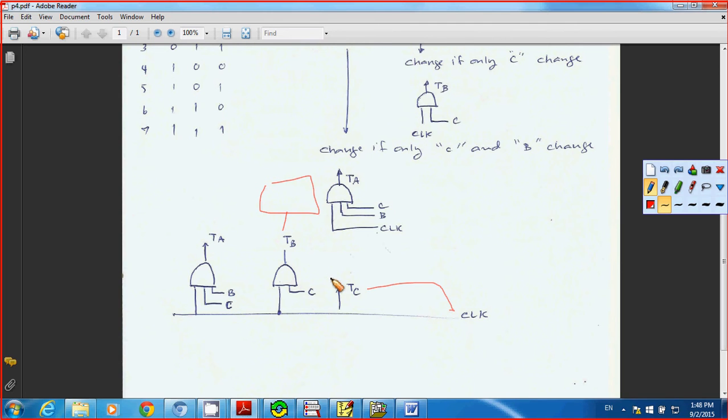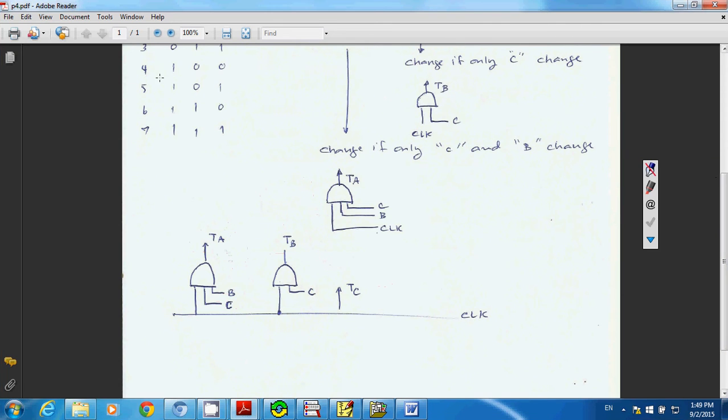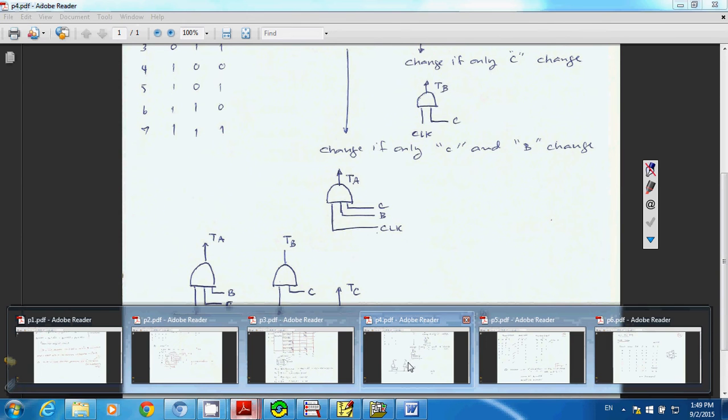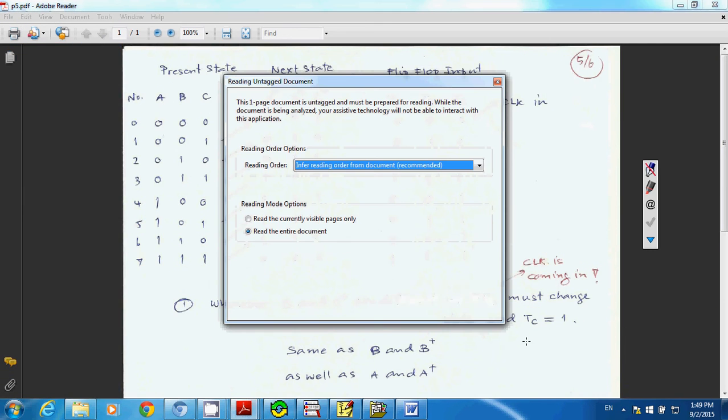Also, if C doesn't change, you don't have to do anything. So the output from C and the output from B have to change or become logic 1. When the clock coming in, that means you have logic 1, you can have TA. If one of these becomes 0, you're going to have output to be 0. It means you don't have to do anything with TA. Okay, so to get a better picture, let's go see the truth table.